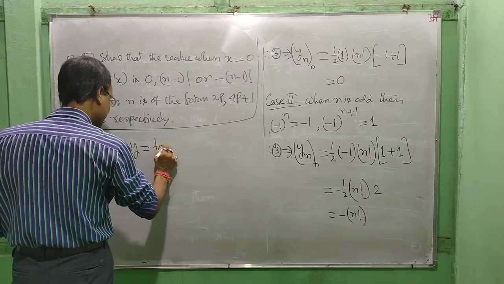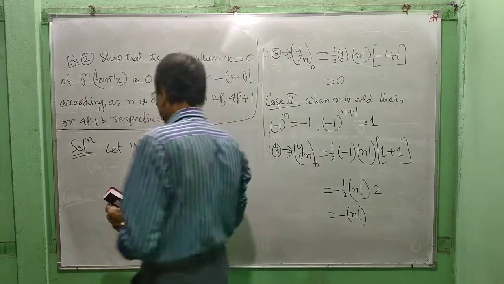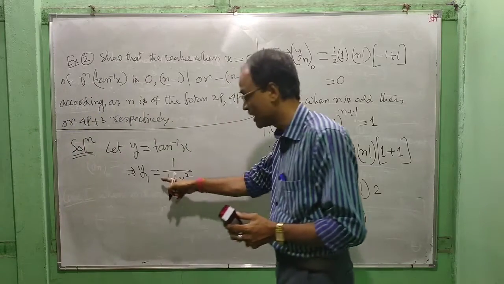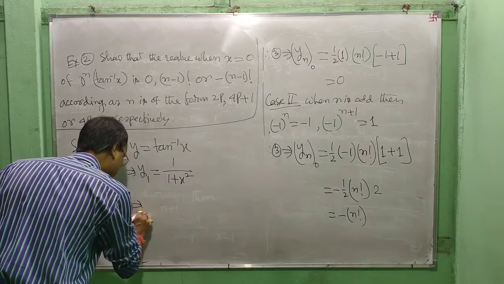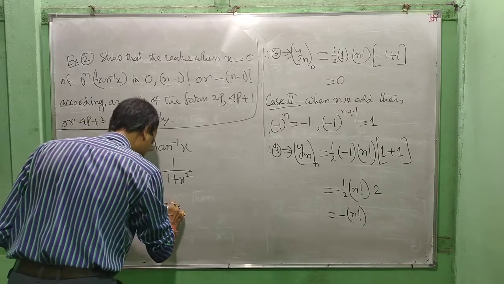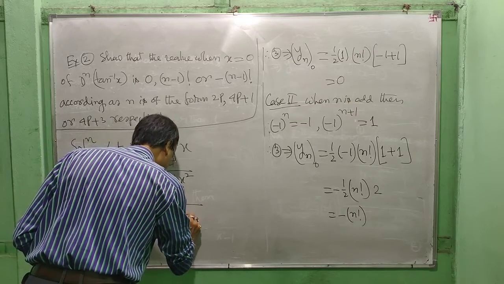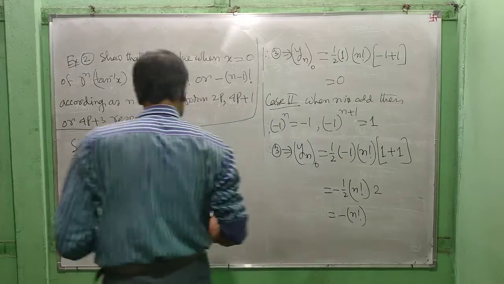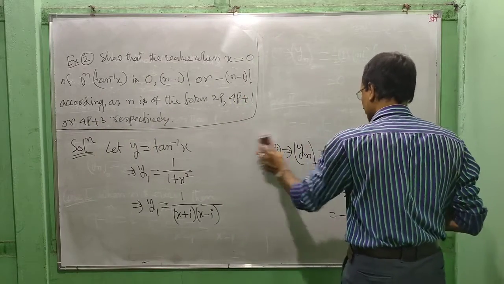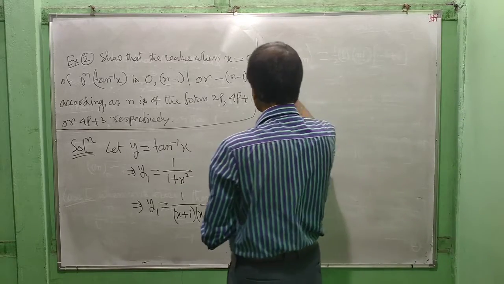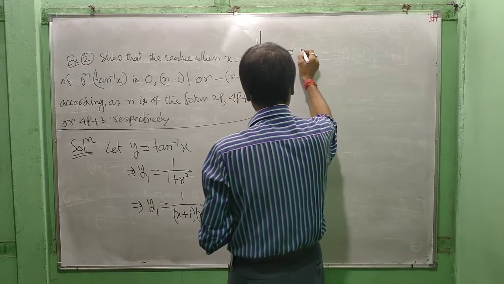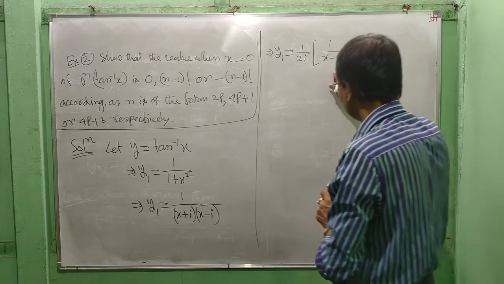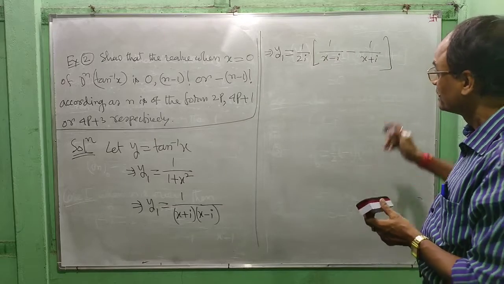Solution. Let us try to solve this problem. Let y equal to tan inverse x. Differentiating, y1 is equal to 1 by 1 plus x square. This means y1 is equal to 1 by (x plus i) into (x minus i). Now this means y1 is equal to 1 by 2i into (1 by (x minus i) minus 1 by (x plus i)). Suppose this is number 1.